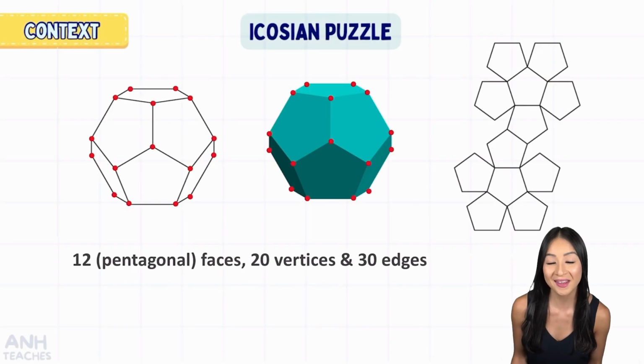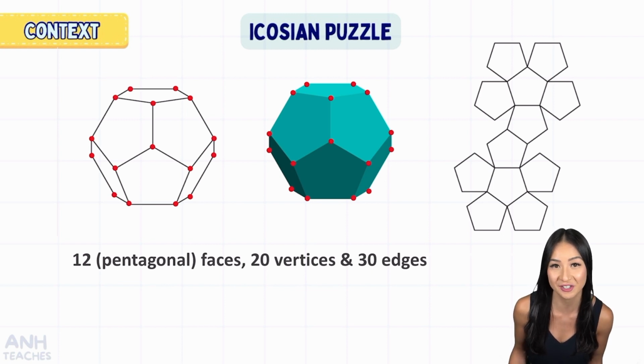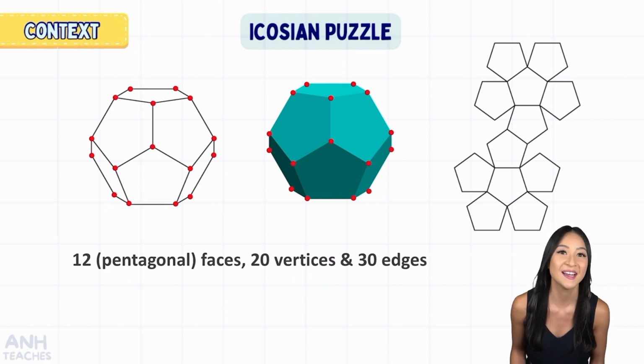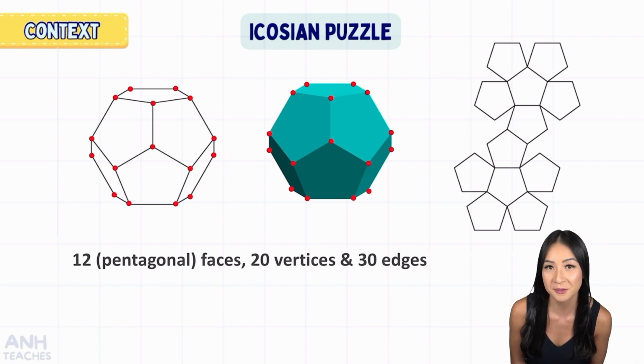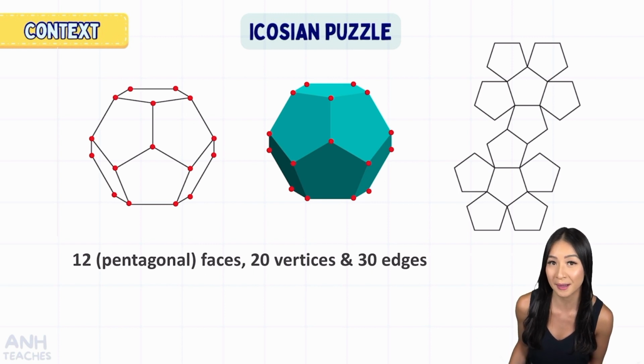Okay, so we're going to start with a little bit of context. Now, in the early 19th century, there was an Irish mathematician, physicist, and astronomer. His name was Sir William Rowan Hamilton, and he produced this Icosian puzzle. Now, the Icosian puzzle concerns a dodecahedron. That's a platonic solid that has 12 regular pentagonal faces, 20 vertices, and 30 edges.